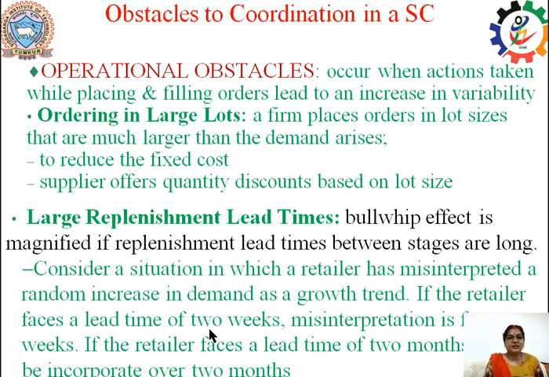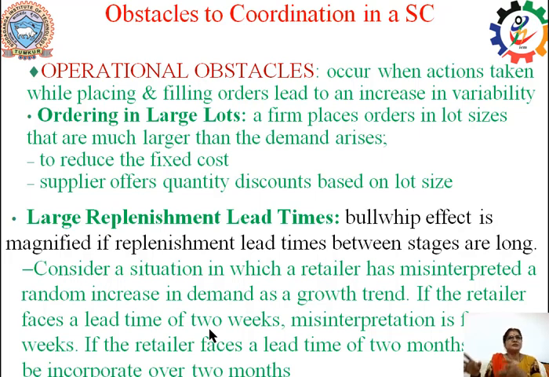Large replenishment lead time. Supposing there is a random increase in the demand, which the retailer feels. Consider this scenario. There is a retailer and manufacturer. A retailer observes a random increase in the demand. But he thinks that it is permanent, and thinking like that, he just increases the order size with the manufacturer. Manufacturer, without having any clue, thinks that definitely there will be a spike in the sales and it will remain permanent. So he will prepare for it.